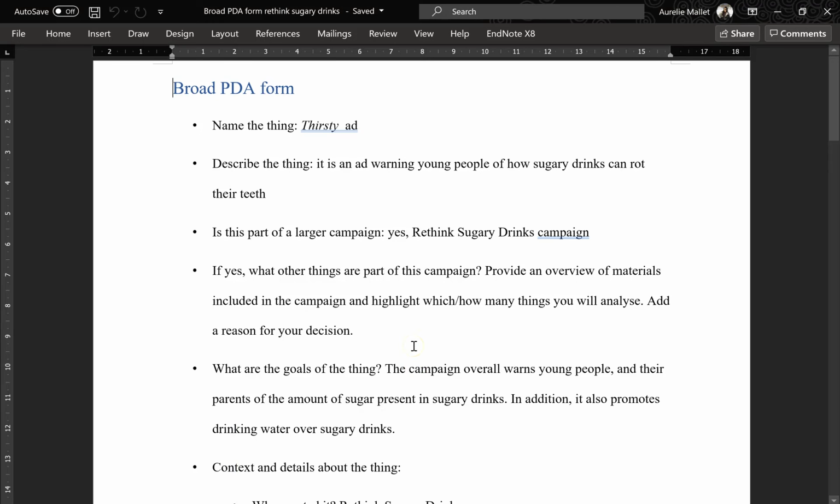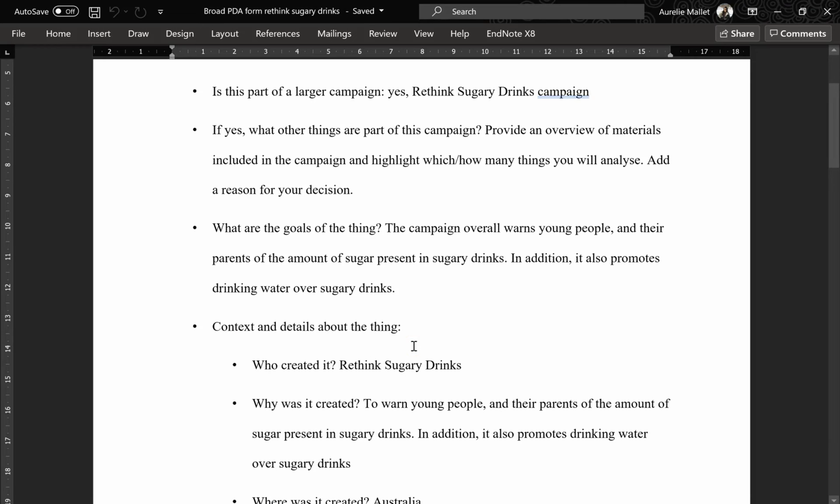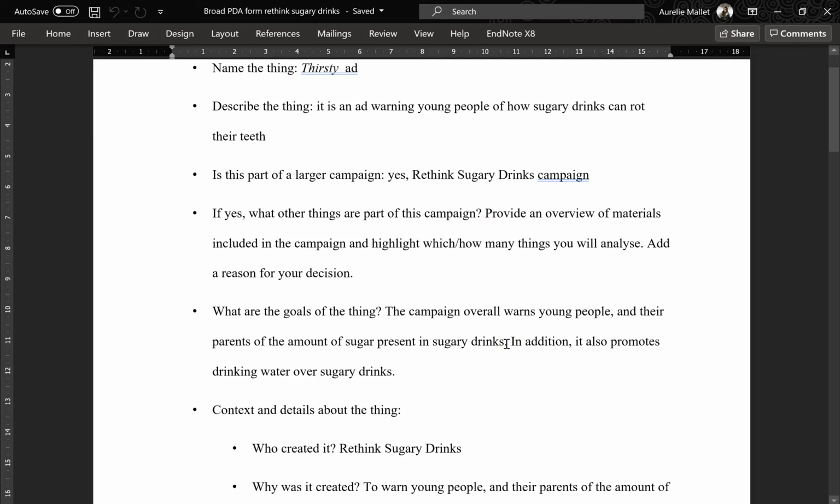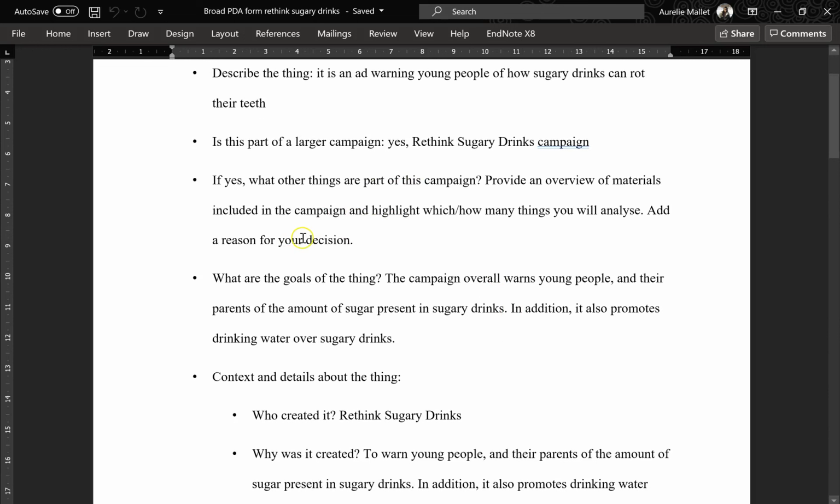So here we go. Alright, so we start with just a list of questions, as we always do. It's called the first T ad. It's an ad warning young people of how sugary drinks can rot their teeth. Is it part of a larger campaign? Yes, this is part of the Rethink Sugar Drinks campaign. And right now I won't analyze anything else.